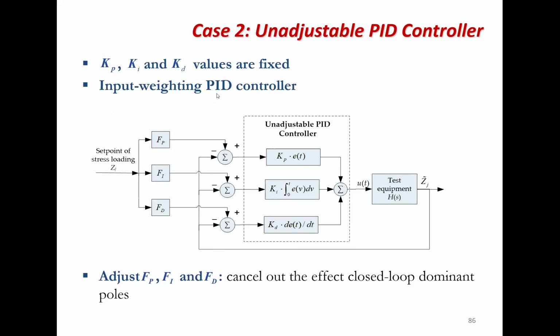So what if your controller cannot be adjusted? Basically, the KP, KI, KD parameters of your PID controller cannot be changed. So how do we do this? We can consider a so-called input weighting PID controller. We just add this part outside of the PID controller, so we can still change the performance of the original PID controller. The design problem then becomes how to determine these parameters, FP, FI, and FD, instead of changing the KP, KI, and KD in our original PID controller.